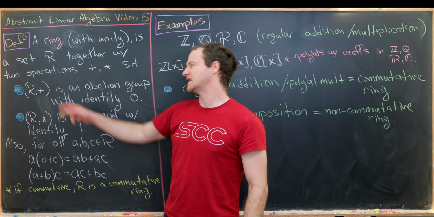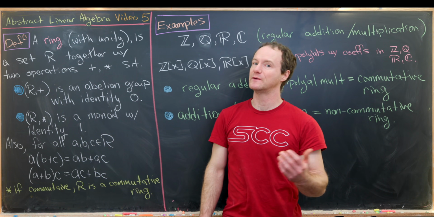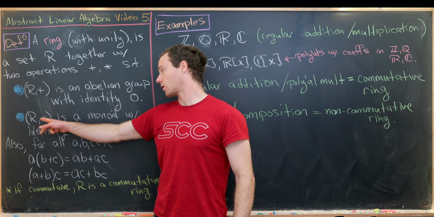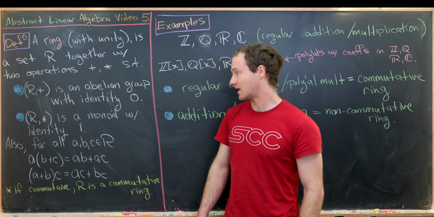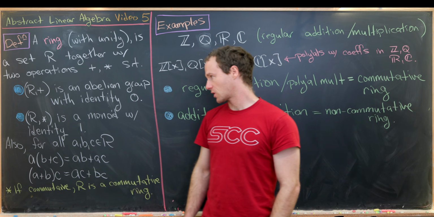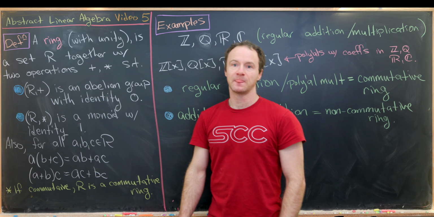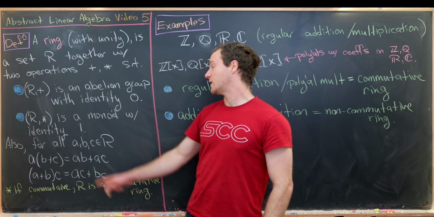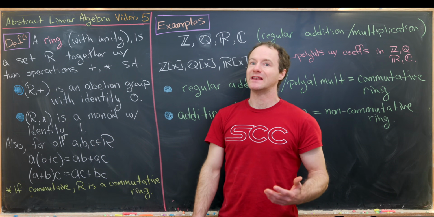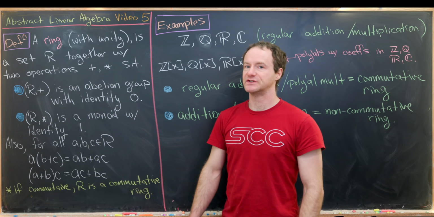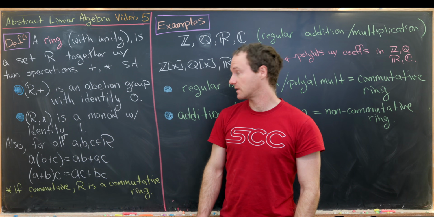So you really just think of this as like an additive group. We've seen lots of additive groups in the previous videos. Next, R with the multiplication operation is a monoid with identity 1. So let's recall what a monoid is. It's a set with an operation that is associative and we have an identity, but we need not have inverses. So it's like almost a group, but we just don't have inverses for all of the elements.